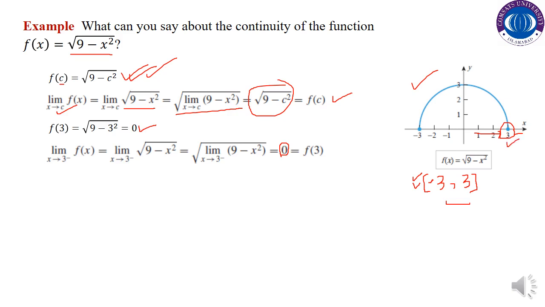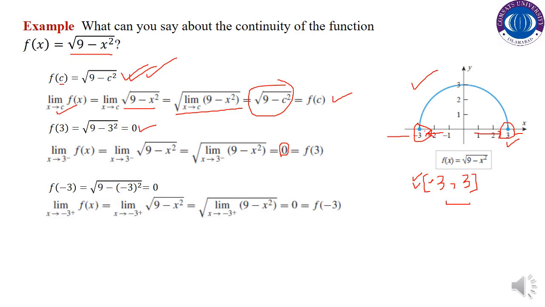Now look at the other boundary point, that is -3. There is no graph at the left side of -3, so there is only one-sided limit, and that will be right hand limit. So the right hand limit at -3 is 0, and the value of the function at -3 is also 0. So the function is continuous at -3.